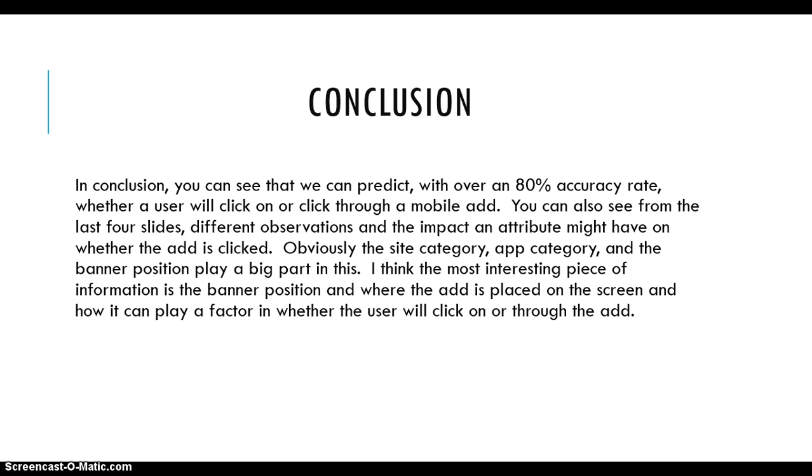And then in conclusion, you can see that we can predict with over an 80% accuracy rate whether a user will click on or click through a mobile ad. You can also see from the previous 4 slides the different observations and the impact an attribute might have on whether an ad is clicked. Obviously, the site category, app category, and banner position play a big part in this. And I think the most interesting piece of information was the banner position, how important that is in whether those are clicked on or not. And you can see how those all play a big factor in whether they click on the ad or click through the ad.